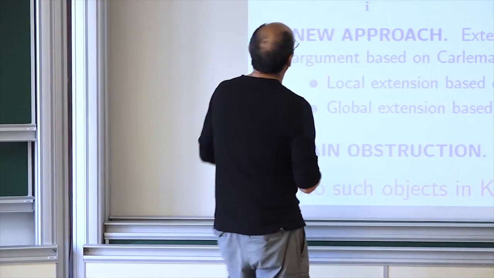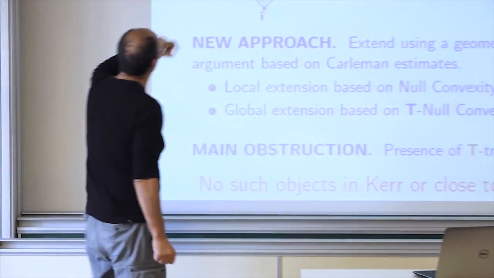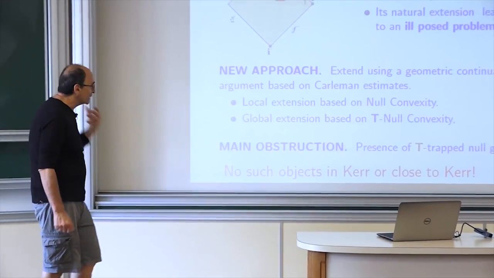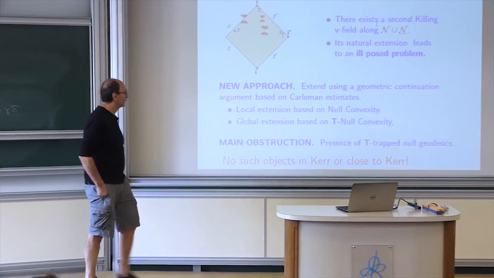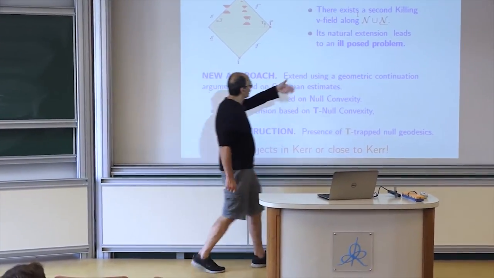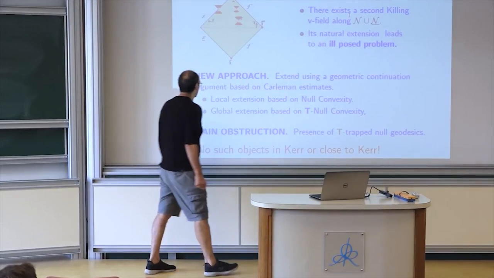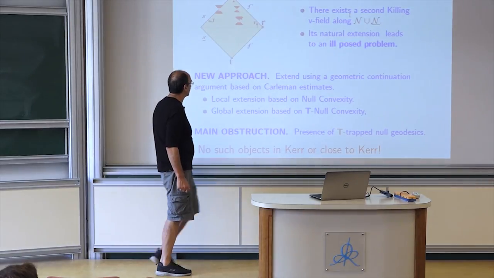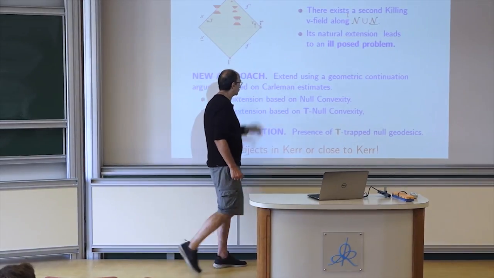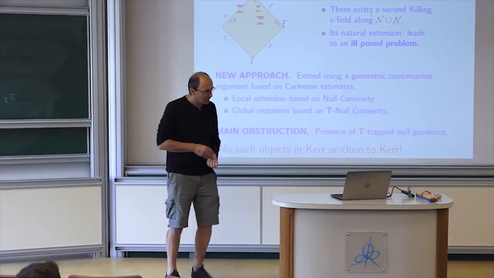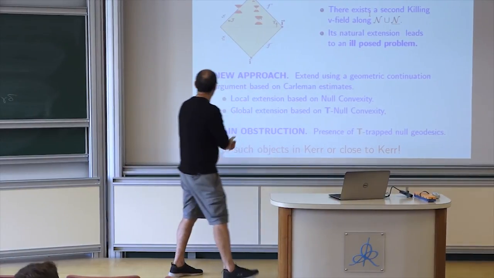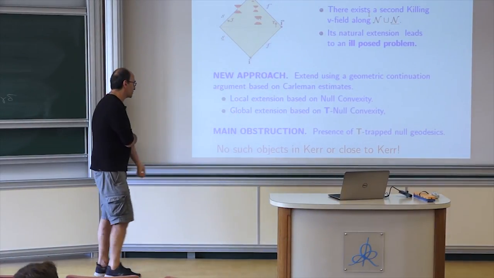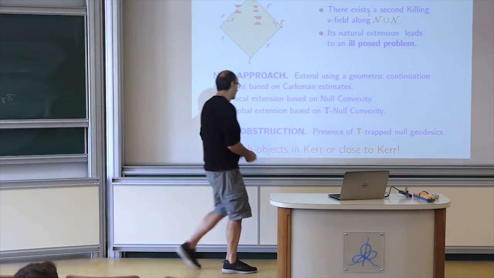So the whole idea of our approach to the rigidity problem is to use geometric continuation arguments based on uniqueness, which also require an analytic tool, called Carleman estimates. All right, so let me mention first of all the main obstruction. So what is the main obstruction?